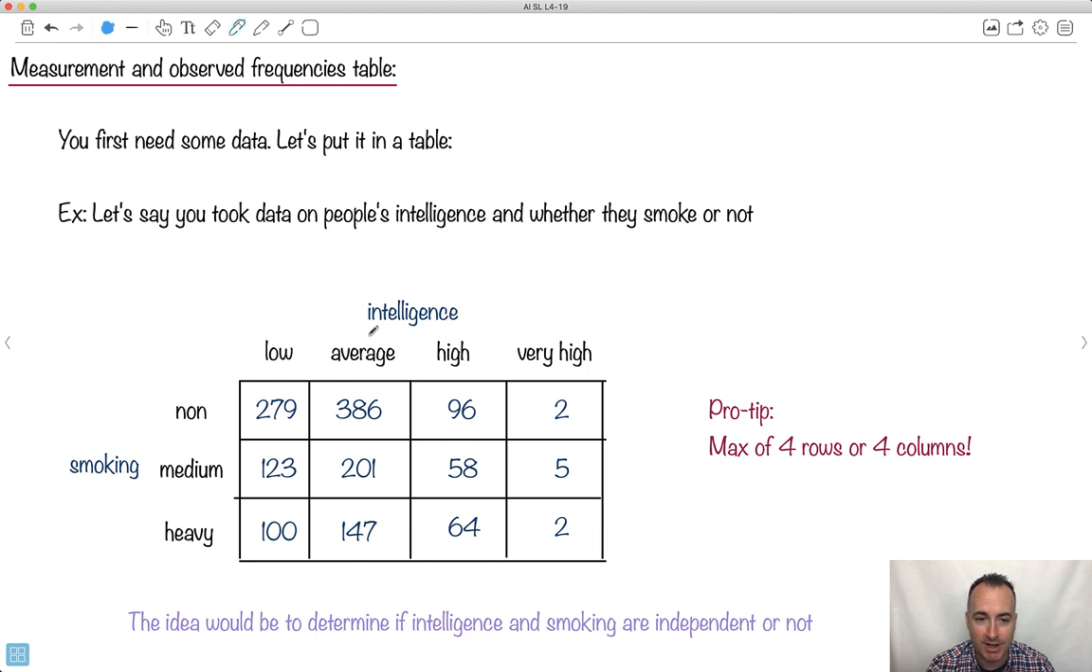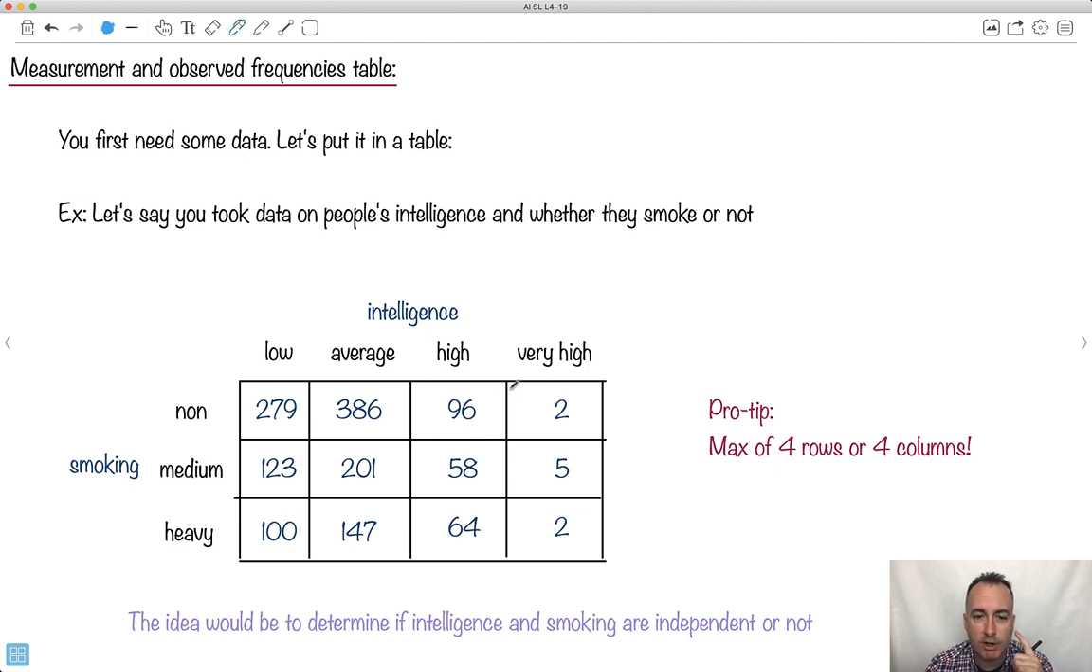So this is low, average, high, or very high. They were taking an IQ test. Keep in mind, that may be flawed, but there you go. That was their study. And for smoking, they said either non-smokers, medium smokers, or heavy smokers. For some reason, they didn't have any sort of light smokers. I'm not sure what happened with that. But there we go. Keep in mind, a lot could be said about how you gather this data. So your sampling techniques are going to be really important here. But let's just say you're working with this data here.